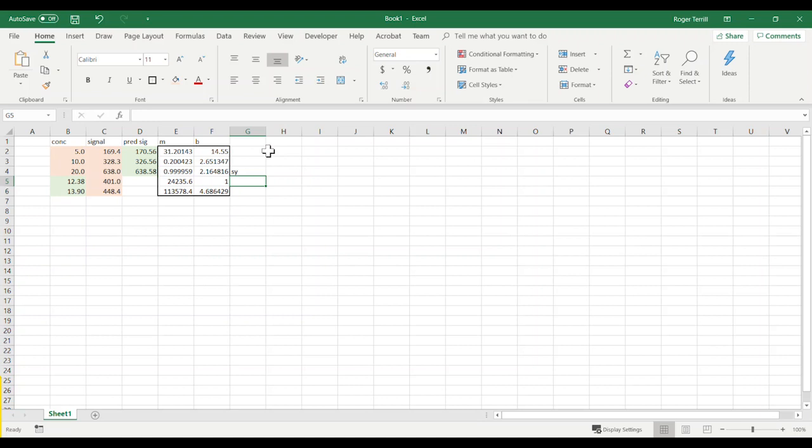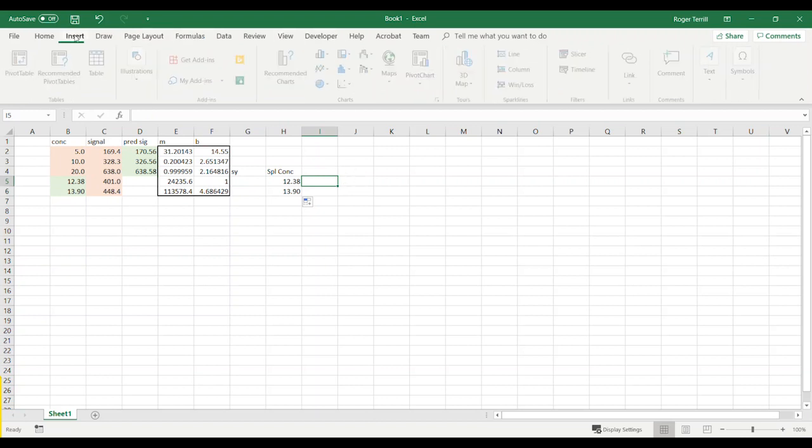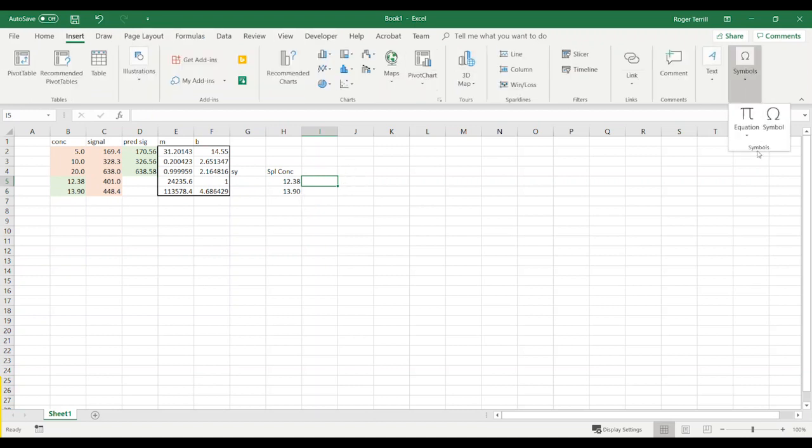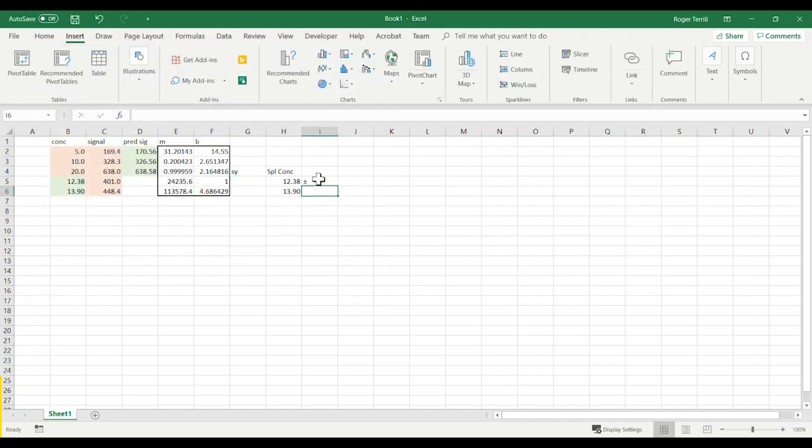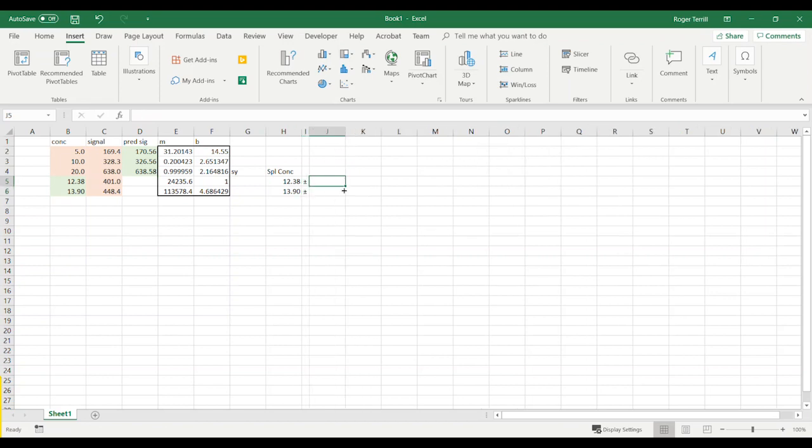And so now we have our sample concentrations here. So let's make a table here. We call it sample concentration. This will simply be equal to that. Let's drag this down. And here I'm going to insert a symbol, and we'll find the plus or minus symbol here and click insert, close, and drag this down. And now we've got something we can say.